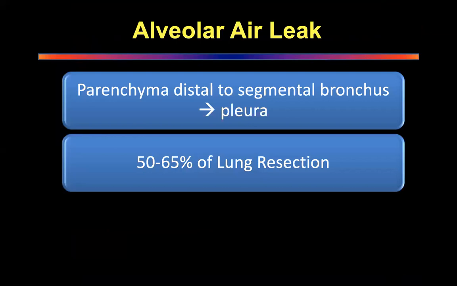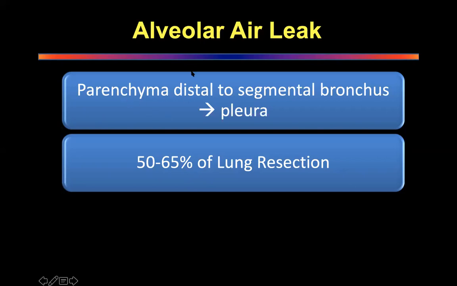Okay. All right. So let's talk about alveolar air leak. It's important to understand what is alveolar air leak, what is persistent air leak, and what is bronchopleural fistula. Okay. A lot of people make this mistake. I have a lot of people phoning me saying the patient's got bronchopleural fistula, what should I do? But actually, there is a difference between an alveolar air leak, a persistent air leak, and a bronchopleural fistula.